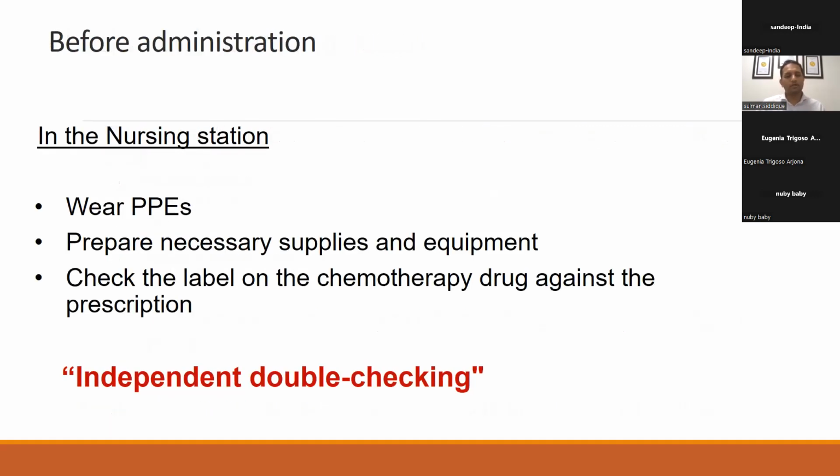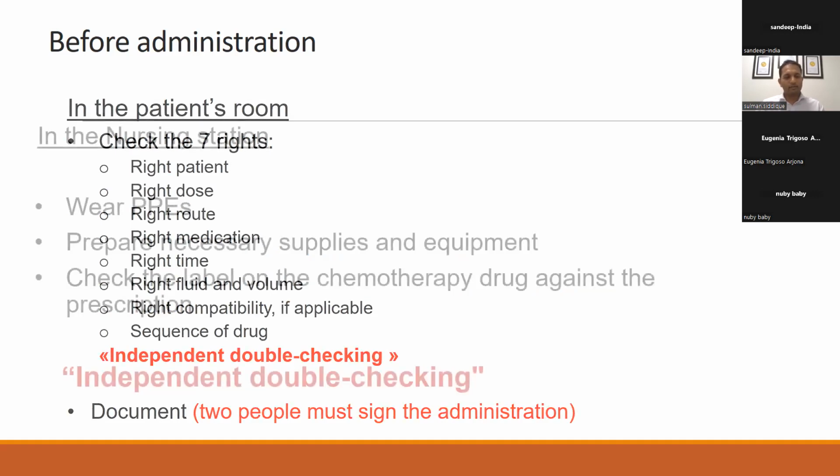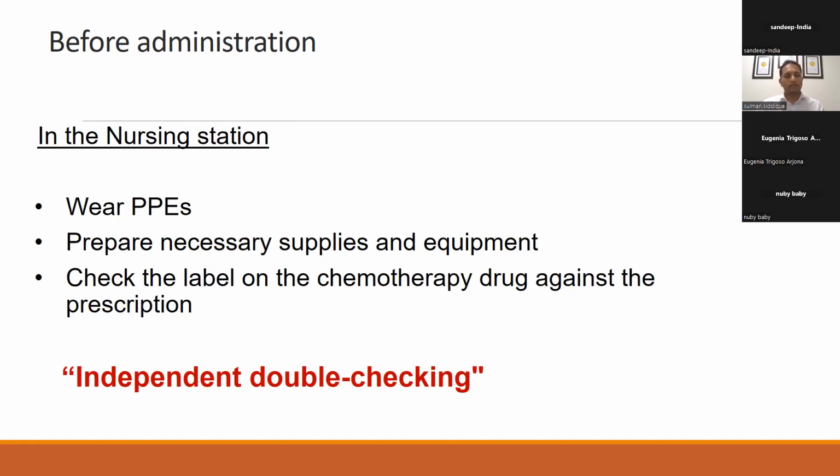Also, before administration in the nursing station, the nurse should be wearing PPE, prepare necessary supplies and equipment, and check the label on the chemotherapy drug against the prescription. This is an important check. And most importantly, you can see it in the red highlight: independent double checking has been shown to reduce errors significantly. So there should be a double checker, another nurse who's a verifier, who should verify the drug against all of these things, checking the label on the chemotherapy drug and the prescription.